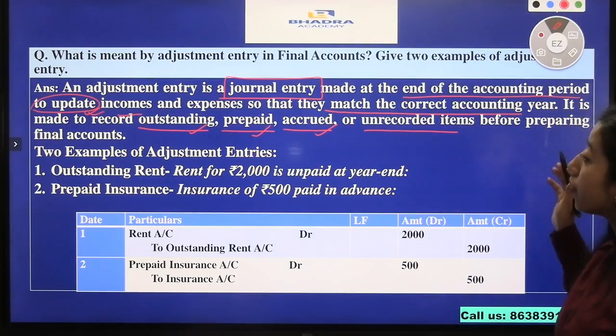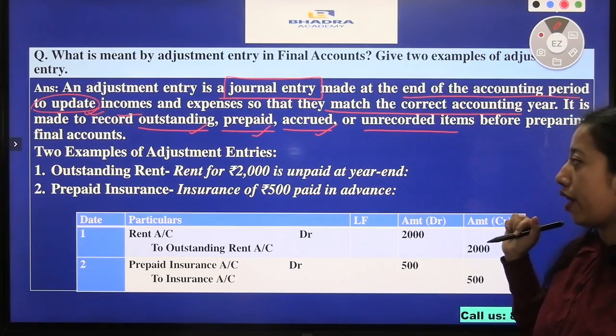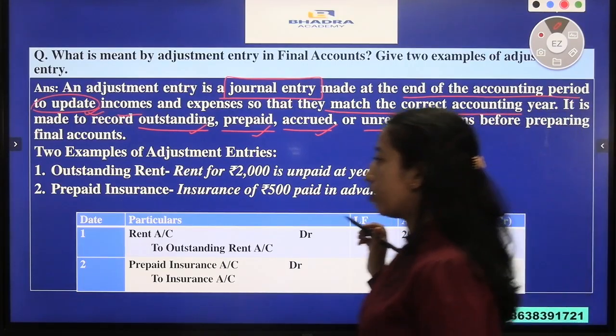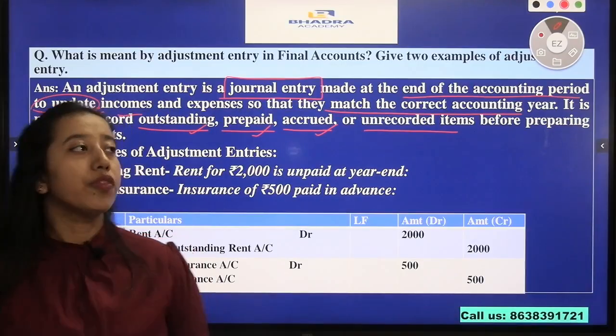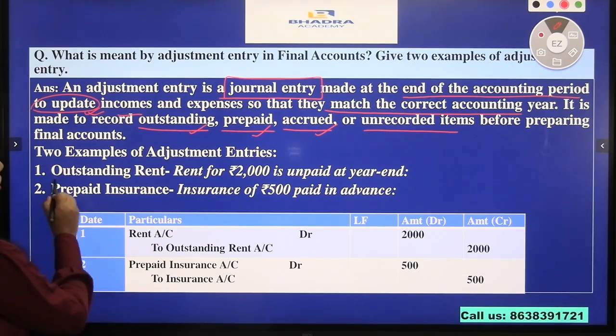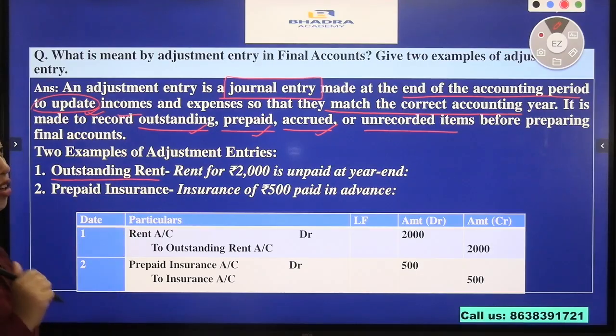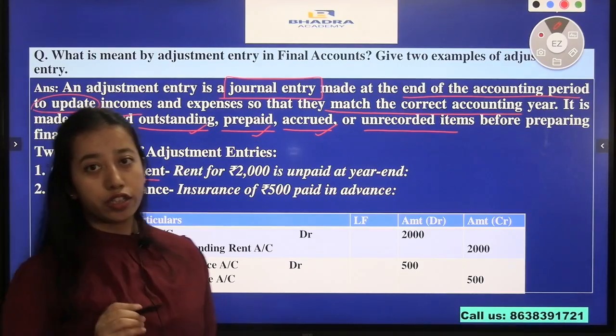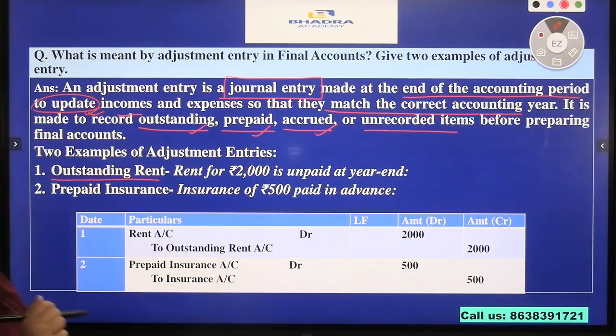So here the 2 examples that we have are outstanding rent. As mentioned before, adjustment entries record outstanding, prepaid, accrued or unrecorded items before preparing final accounts. So the first example is outstanding rent. What is rent? It is a payment. So one example of adjustment entries is outstanding rent.